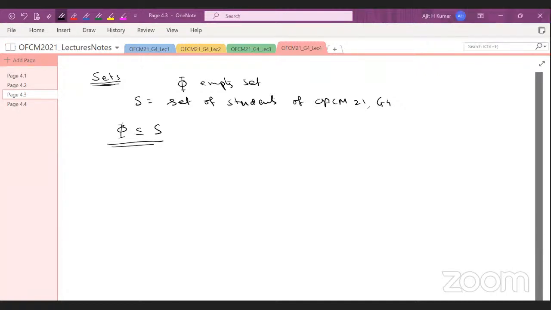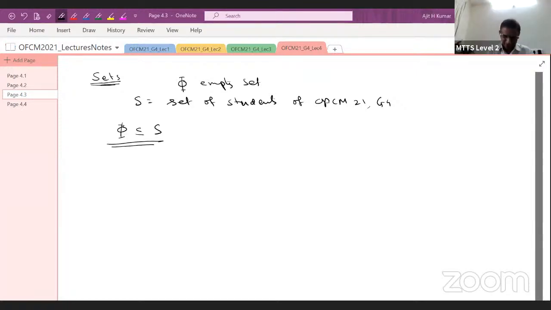They are not the students of OFCM 21G4. So you're saying that they are not students. They are a student, or they are not? Think of something else, some other property. Think. It is quite easy.